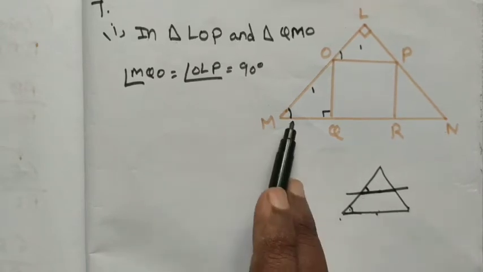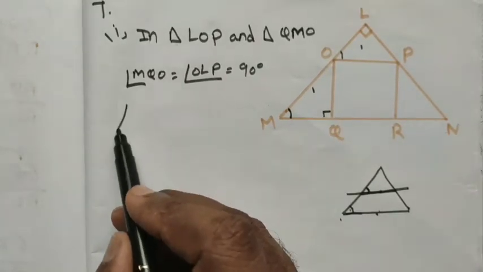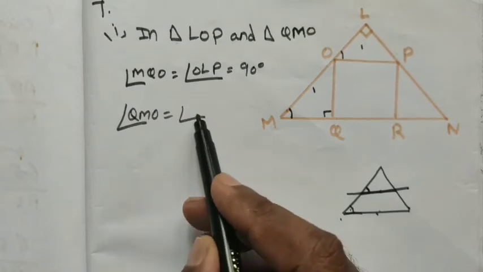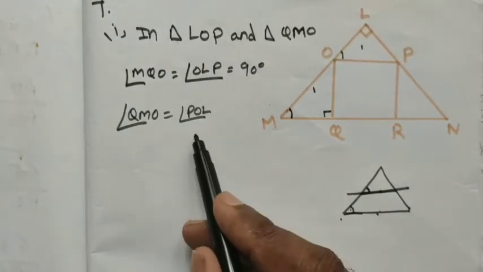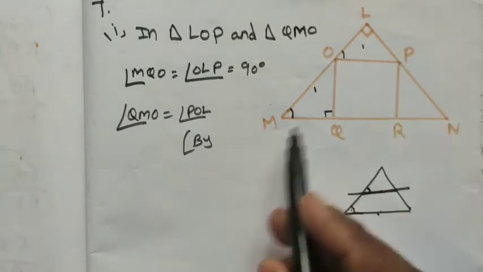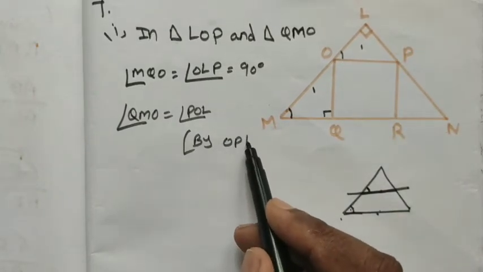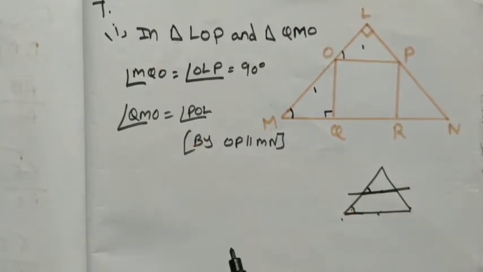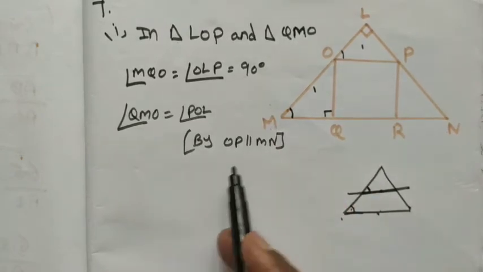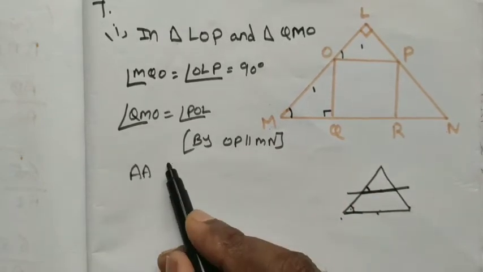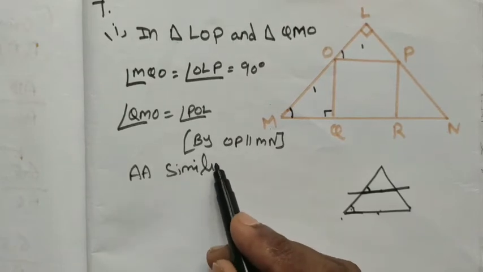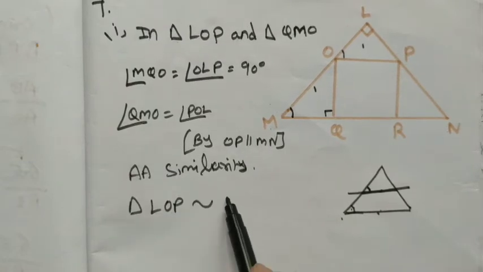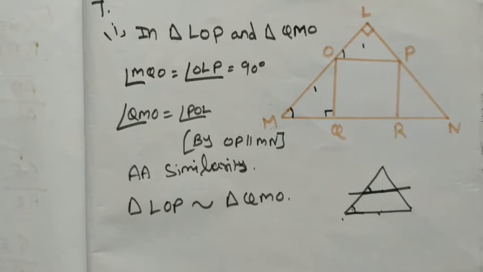By that condition, we can say angle QMO is equal to angle POL, both are equal because OP is parallel to the line MN. Here, two angles are enough; we can say the two triangles are similar. By AA similarity, triangle LOP is similar to triangle QMO, right?